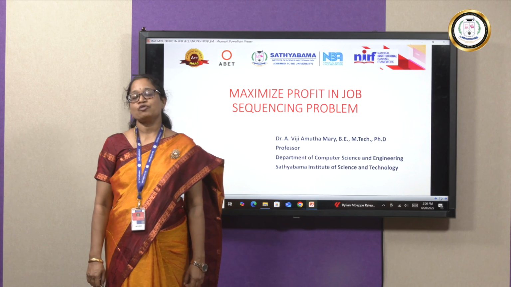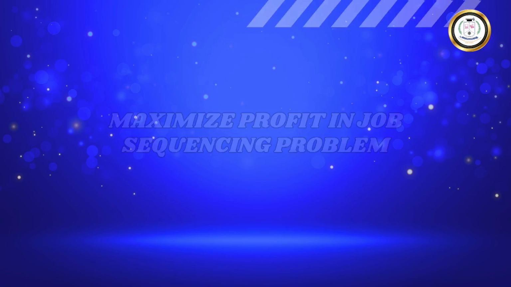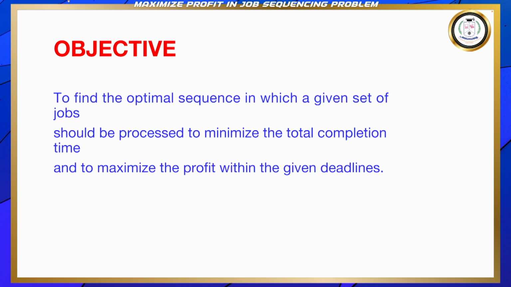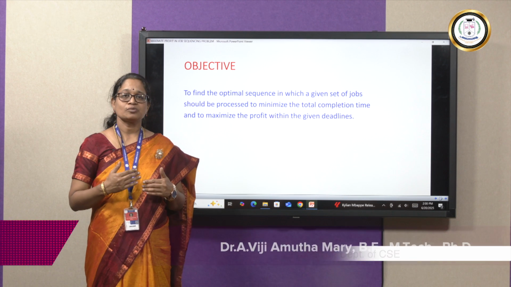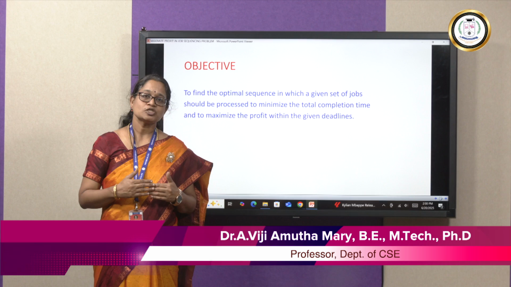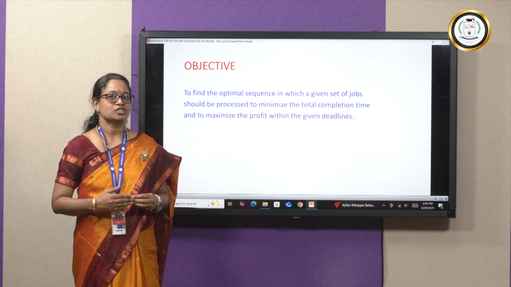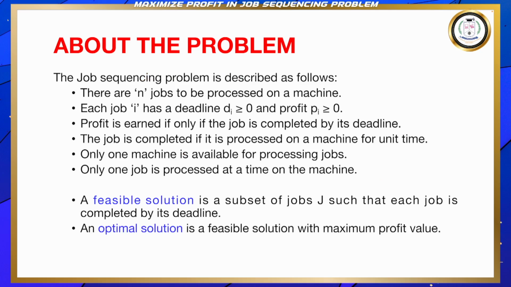In this video lecture, we are going to discuss how to maximize profit in a job sequencing problem. Let's see the objective. The objective of this job sequencing problem is to find the optimal sequence in which a given set of jobs are processed in order to minimize the total completion time and to maximize the profit within the given deadline. Now let's discuss in detail about the problem.